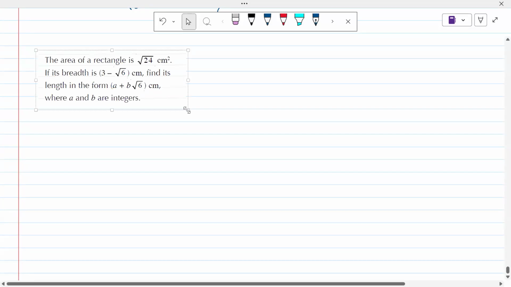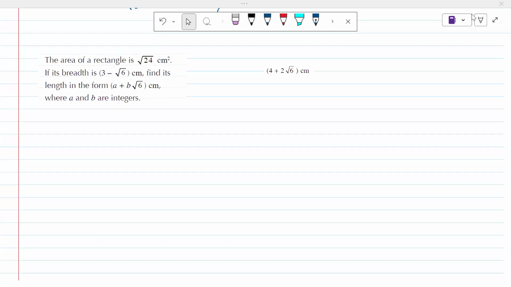Okay, we can solve this question and then we'll end the class. Okay, so this question has the answer 4 plus 2 root 6, the final answer. This was all about surds with simplification, rationalization, and some past paper questions along with word problems also.